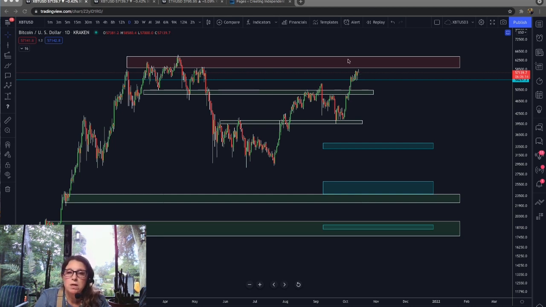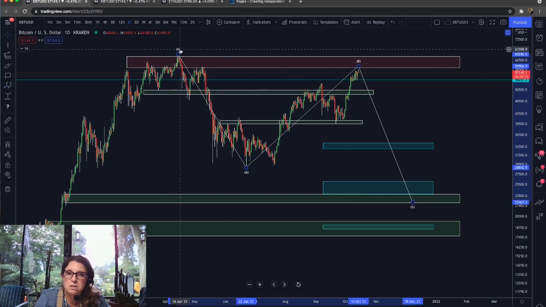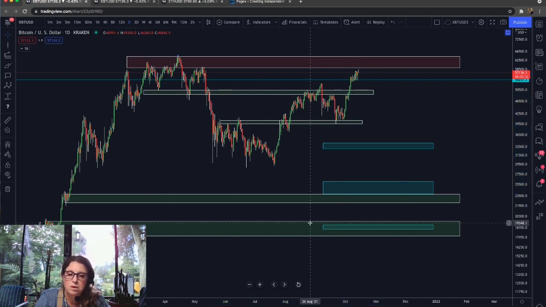Okay, so if we break this resistance here, you can wipe off the zigzag count that this is a 5, 3, 5 to the downside. What it means is it will invalidate the count that this was a 5-wave move right here. This is a 3-wave move, and then we're going to come down in 5 waves. That's a zigzag, if we break this last resistance here. Let's talk about, if we break it, what counts we have left.